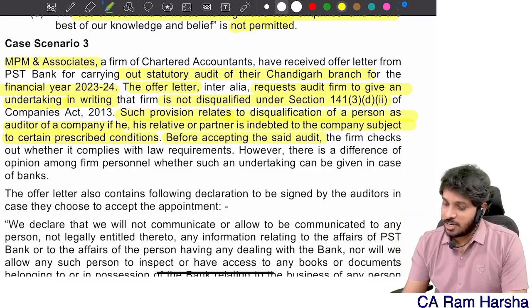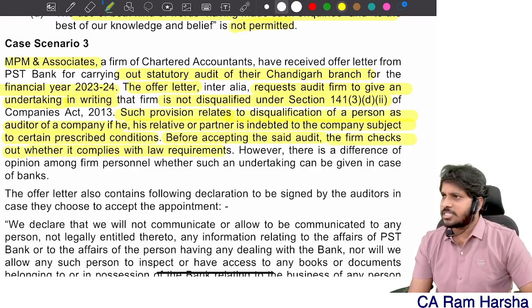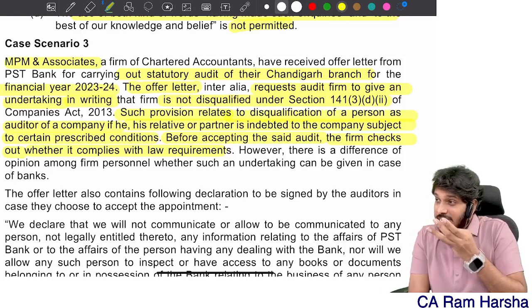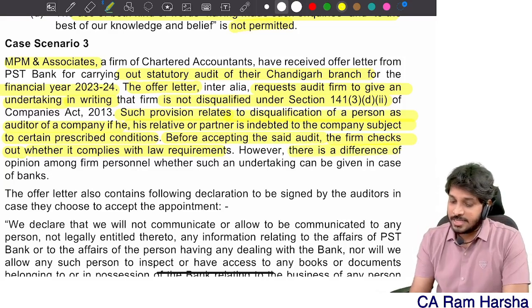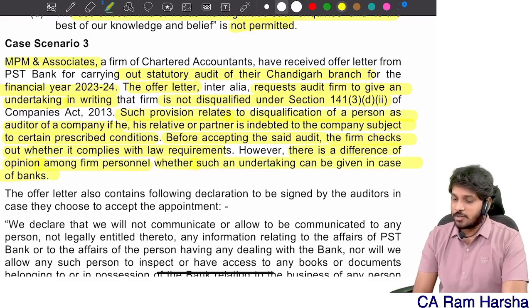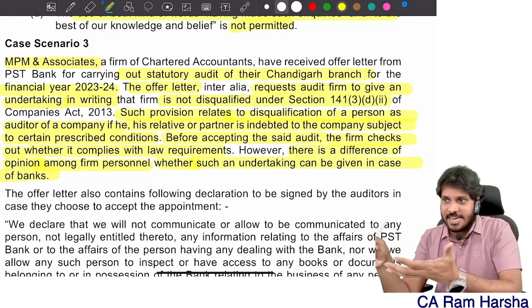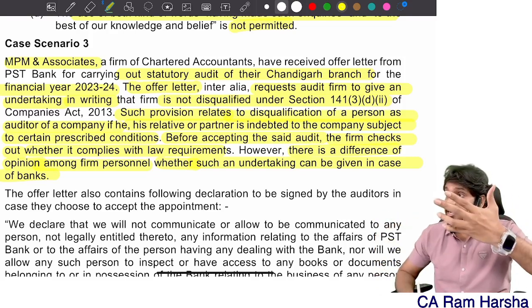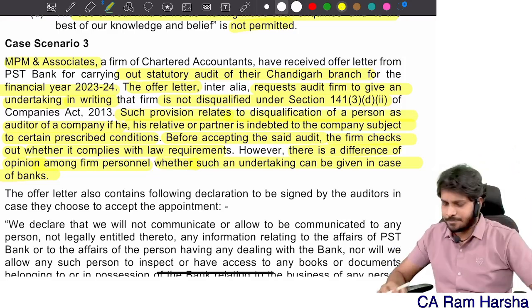Before accepting the said audit, the firm checks whether it complies with the legal requirements. Obviously, while accepting and continuing a client relationship, we need to check relevant ethical requirements, integrity of the client, competence of the team, all that. However, there is a difference of opinion among firm personnel whether such an undertaking can be given in the case of a bank. Okay, fine. So for such a declaration of indebtedness, the bank is asking for an undertaking letter, right? So the firm is discussing among the team, should we give the declaration? Is it necessary or not? They're discussing. It is necessary.